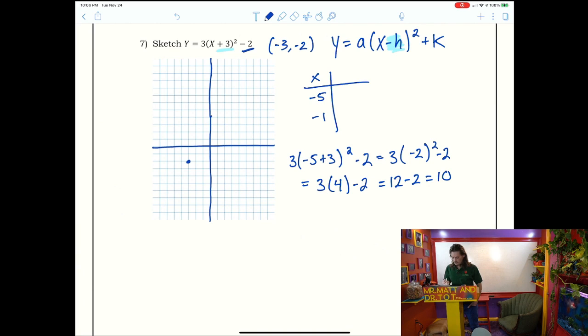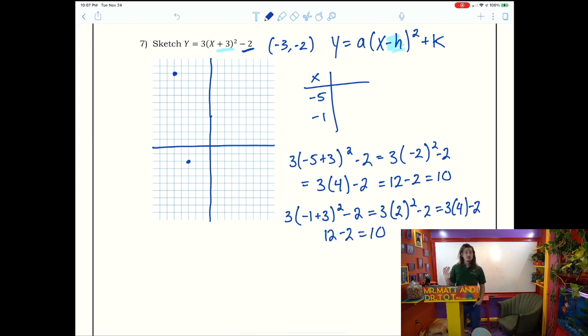So that's going to be right here. And now testing -1, we're going to get 3 times -1 plus 3 quantity squared minus 2. That's going to be 3 times 2 squared minus 2. That's going to be 3 times 4 minus 2. That's going to be 12 minus 2, which again is going to be 10.